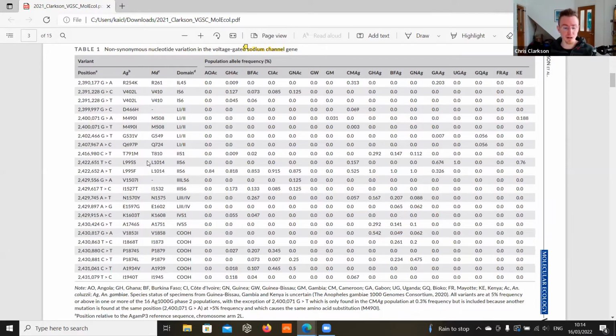We used to call the KDR mutations 995S and F. We used to call those 1014F and S. And as you can see here, that's because in the Musca domestica gene transcript, these are actually at the 1014 position in the gene. But when you look at them in mosquitoes, they're in the 995 position. So it just makes it a little bit easier for us to use the numbering in the mosquito reference genome.